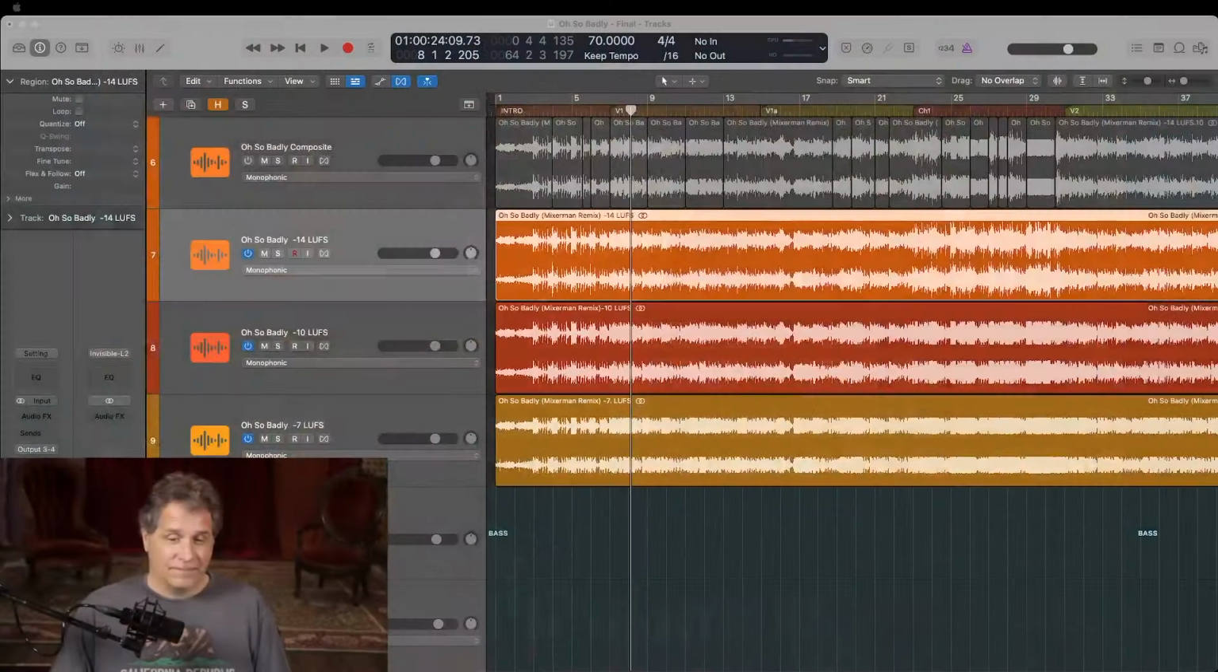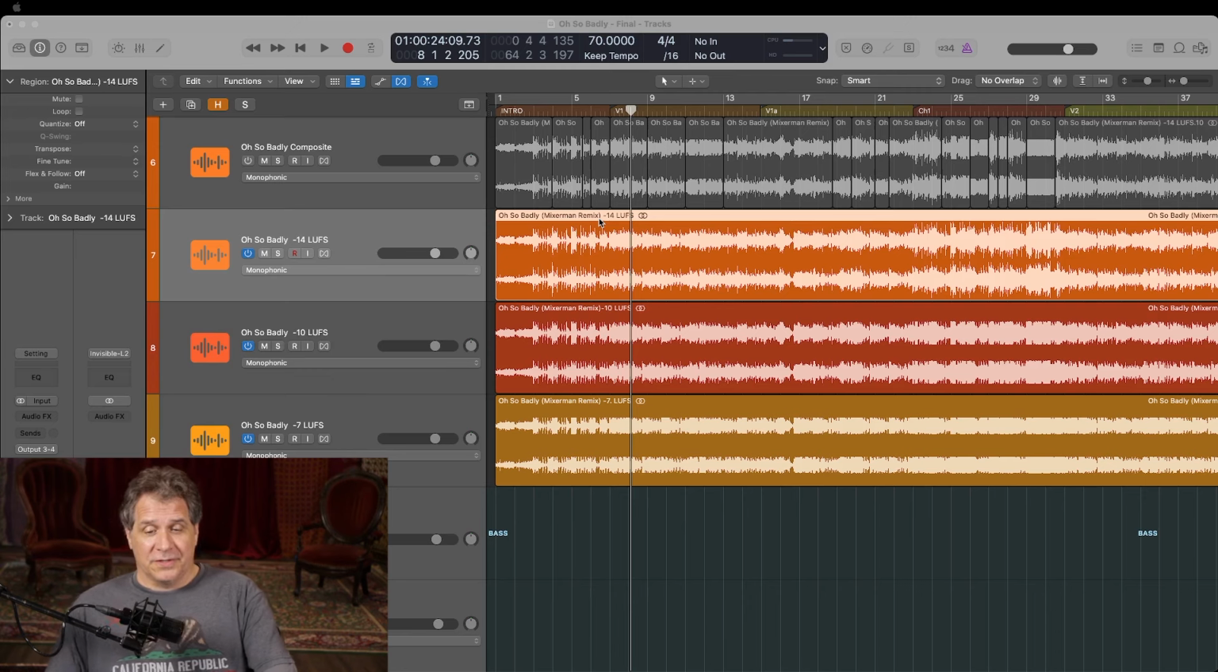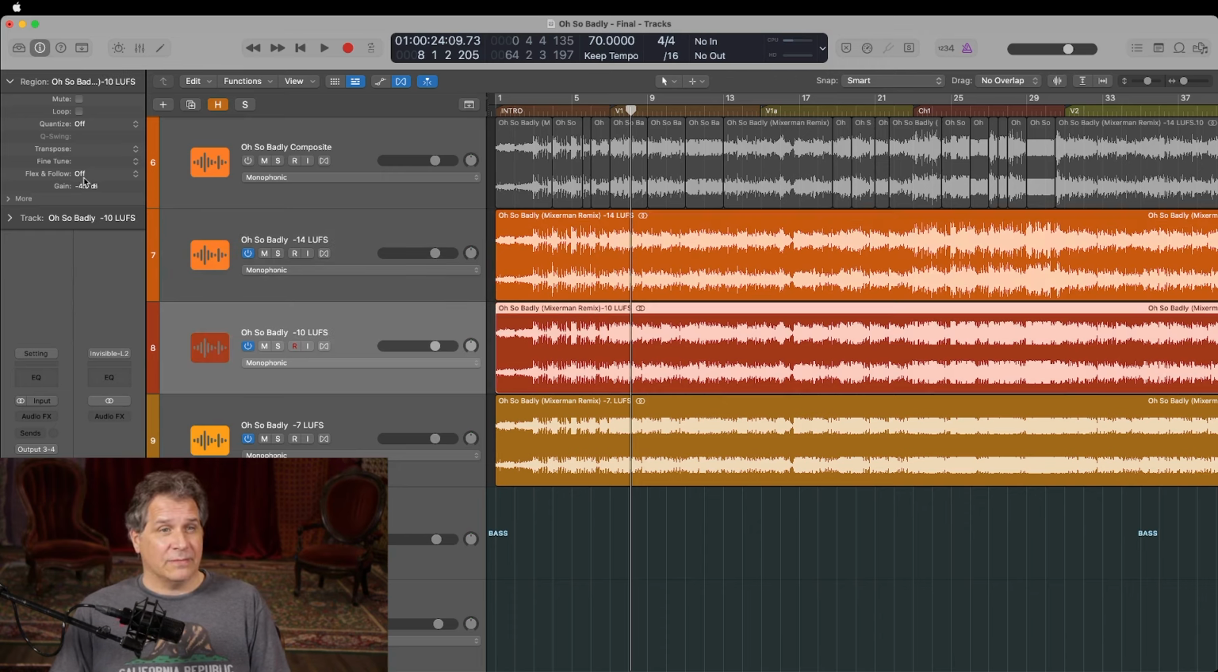Let's talk LUFS. All right, so I have three versions of the same mix at different levels. The first is at minus 14. The second is at minus 10. And the third is at minus 7.